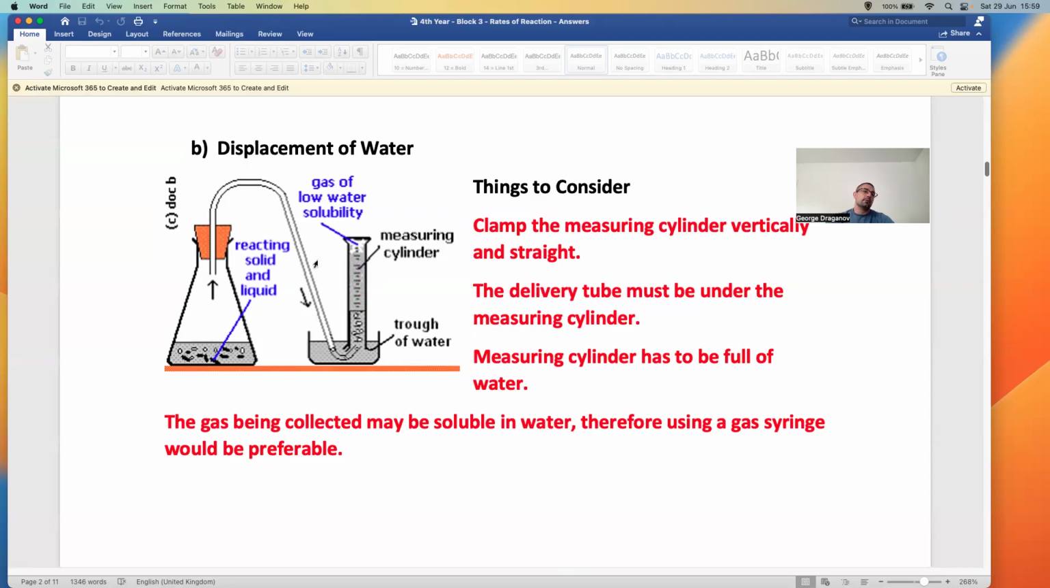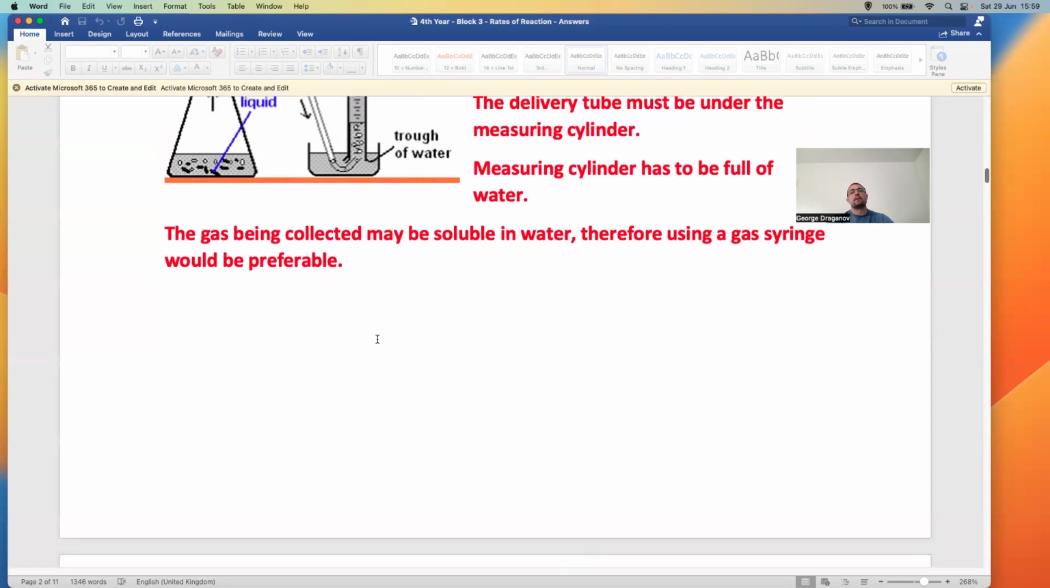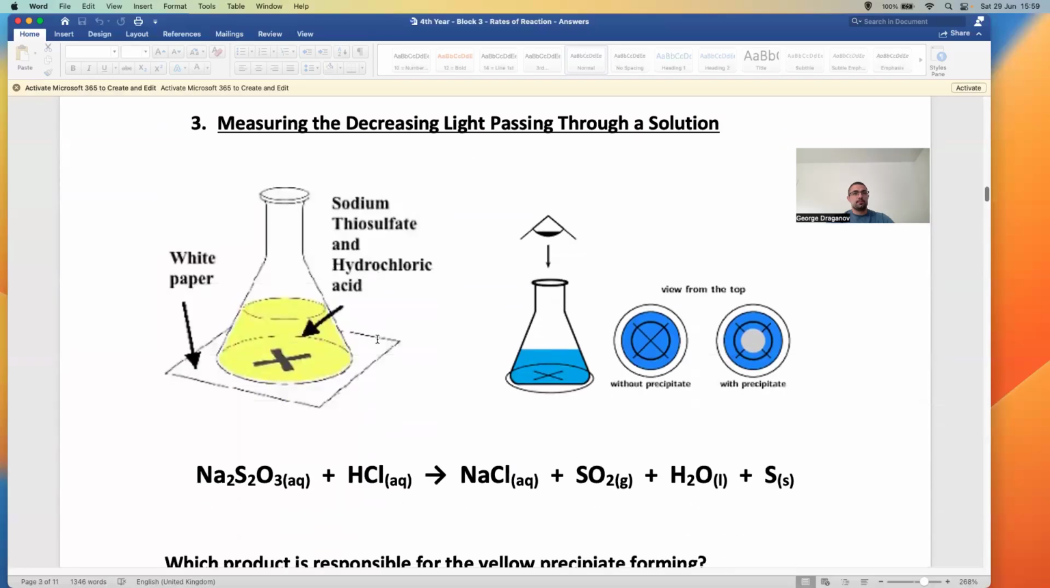Again, there can be errors of replacing the bung, and also this will be full of air at the beginning. So you're supposed to not count the first few bubbles because this air needs to be pushed out. So that's called displacement over water.